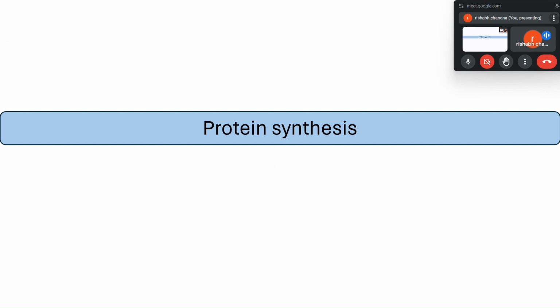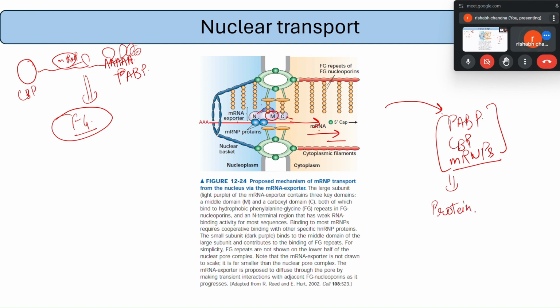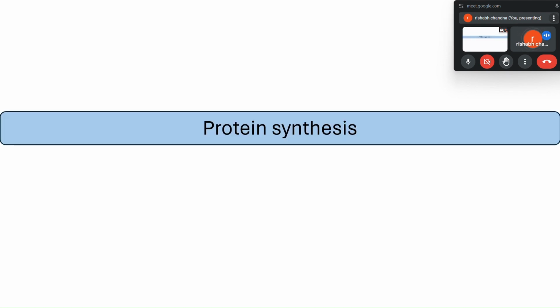Now after exiting the nucleus, the RNA is again bound with the PABPs, cap binding proteins, and mRNPs, releasing the nuclear versions of these proteins, and the cytoplasmic versions of these proteins bind to the mRNA. Now, for further processing, we'll be discussing protein synthesis and how it takes place after the RNA is transported to the cytoplasm. Okay, so now we'll be starting with the protein synthesis part.